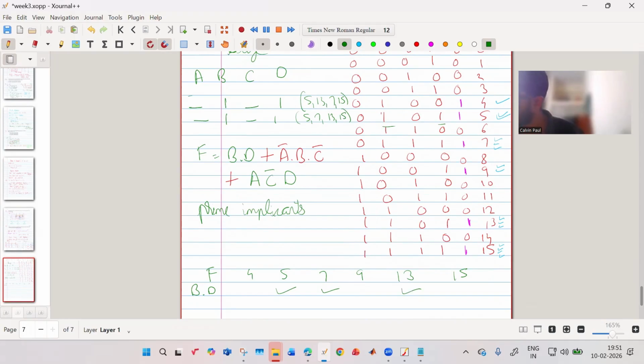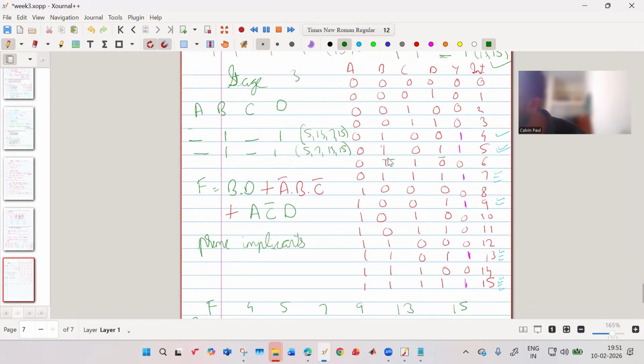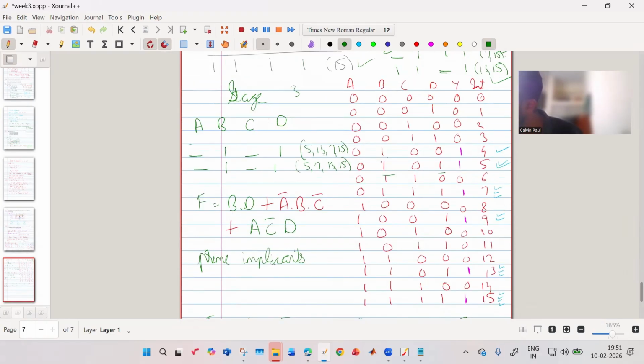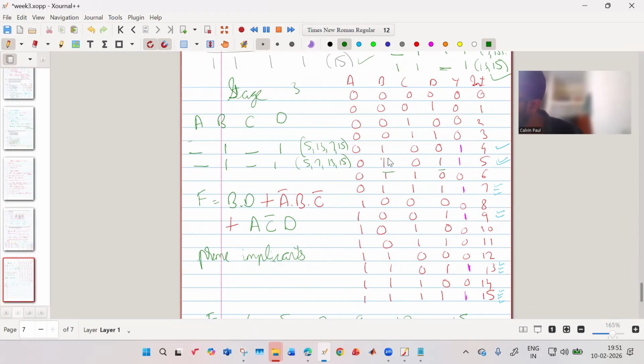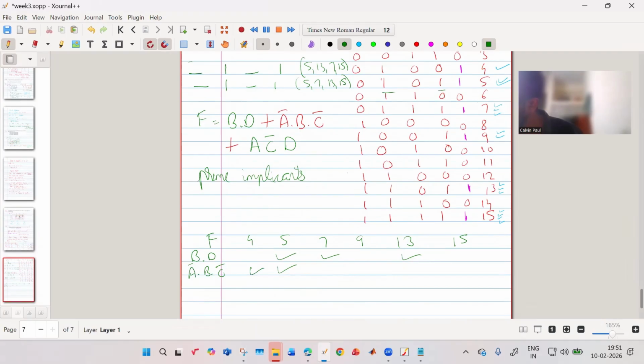For 13, is B and D there? Yes. Okay. Next, let us do A bar and B and C bar. Is it true for 4? Yes. It is true for 4. Is it for 5? Yes, it is true for 5. Then do we have A bar and B and C bar for 7? No. For 15 also, it is no.